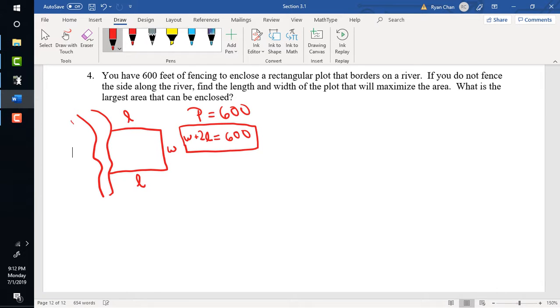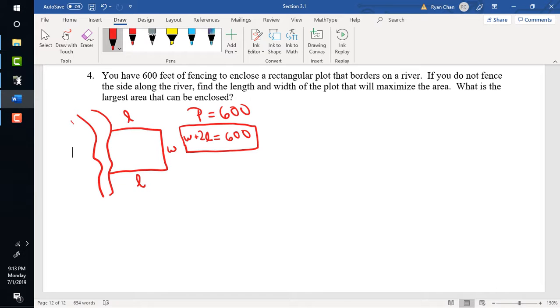Now, you may run into problems, so listen carefully. You may run into problems where you're just being asked to create a rectangular box without bordering on a wall or a river. So in that case, it'll be 2W plus 2L, right? Because that's the perimeter of an entire rectangle. But I'm just doing W plus 2L because one of my sides is blocked by the river.